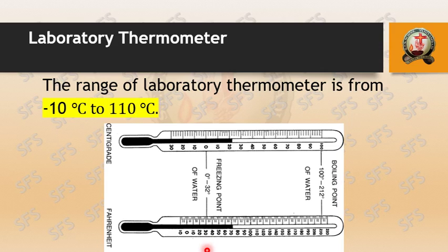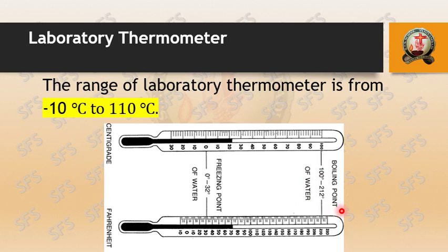So what is the exact value? 0 degree Celsius is equal to how much? 32 degree Fahrenheit. So a Fahrenheit scale starts from minus 10 degree Fahrenheit to 220 degree Fahrenheit. So for the boiling point, how many Fahrenheit should it reach? It should reach 212 Fahrenheit, which is equal to 100 degrees Celsius.